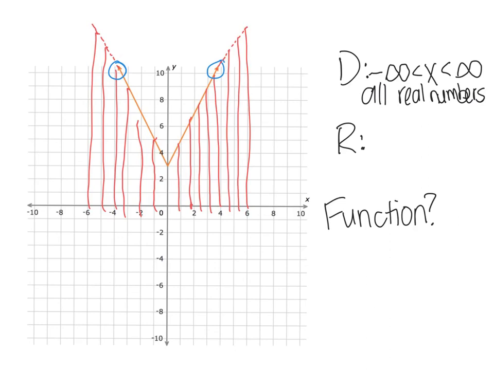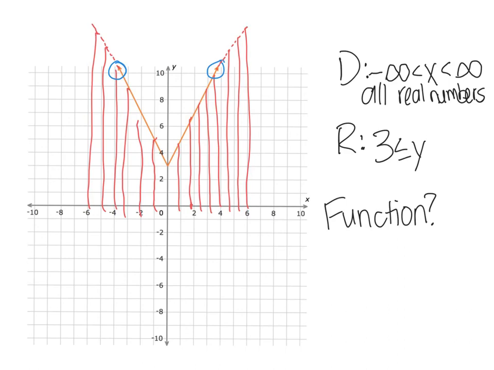Now the range. Range is y, so we're going to look at the y-axis. What is the smallest that y can be? This is the lowest point here. So we're going to think about what is the y value here, because we're talking about range is y, so we want to know what's the y value. This right here is when y equals 3.